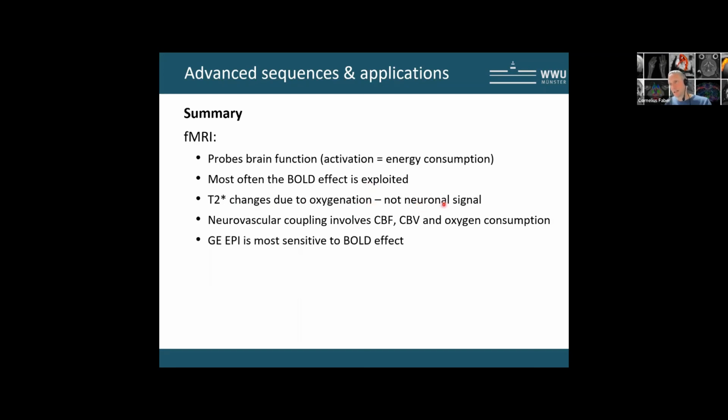We do not directly measure neurons. We measure the blood signal, a vascular signal, and this neurovascular coupling is very complicated because it involves blood flow, blood volume, and oxygen consumption. But it's highly correlated with the neuronal activity. And to measure it, we usually use a gradient EPI sequence, which is the most sensitive.